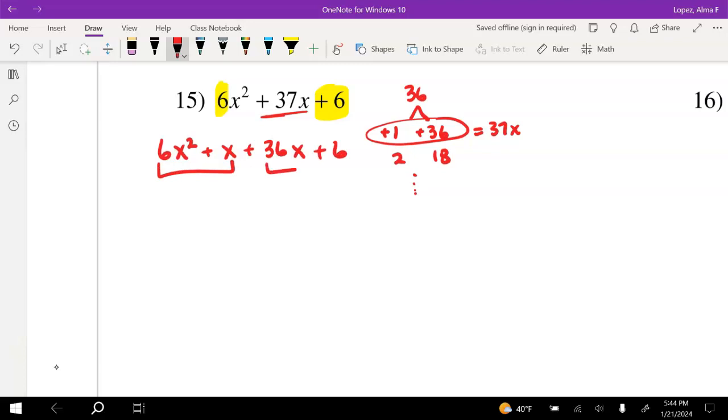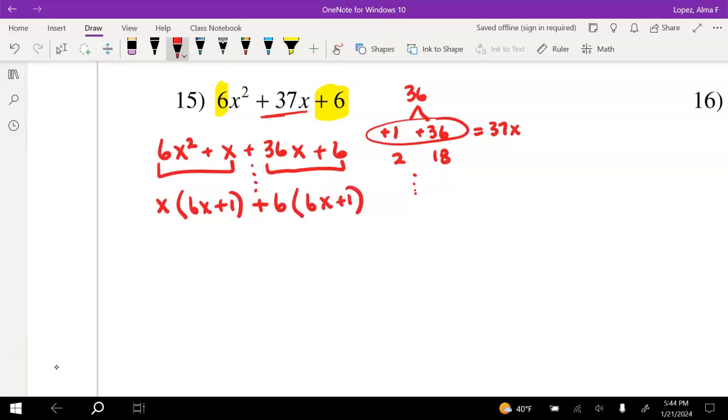I'm going to group the first two together. I'm going to group the second two together. The first two pieces have an x in common, and when I factor it out of the two terms, I'm left with a 6x plus 1. Bring down the plus sign between them. 36x and 6 both have a 6 in common. When I factor it out, I'm going to be left with a 6x plus 1.